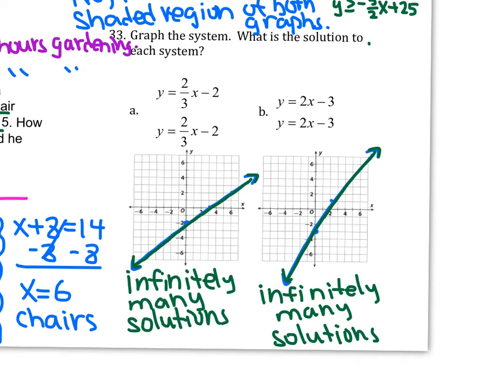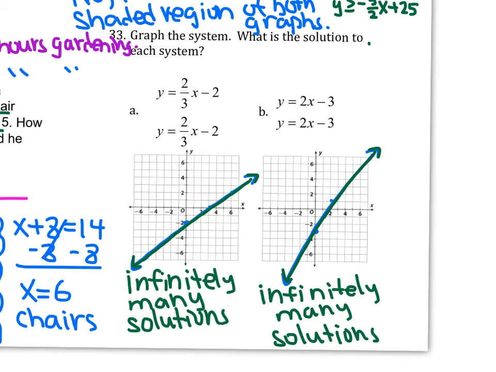Okay, so on number 33, before you're even graphing, you can tell if the lines are going to be coinciding or if they're going to be parallel. So right here, these could be possibly parallel because they have the same slope. But if they have the same y-intercept, that means they're not parallel. They're going to be exactly the same line. So you can see there's a blue line and a green line. That means I'm going to have infinite solutions.